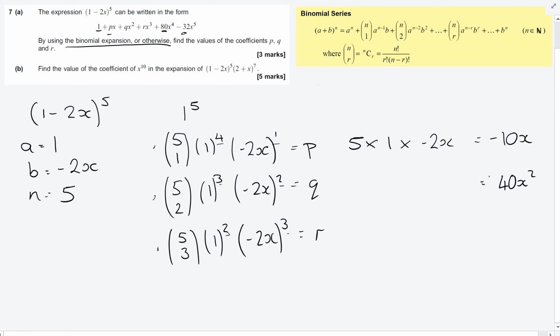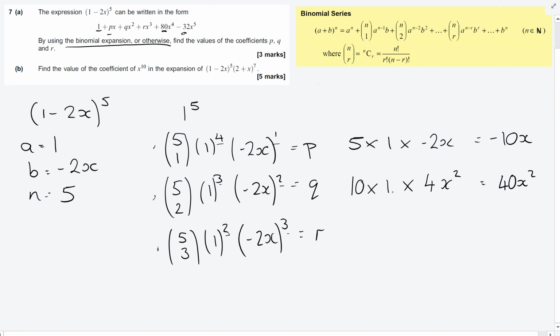And again, just for completeness really, I'm going to make sure that I've shown this fully. So 5 choose 2, which comes to 10, times by 1, times by minus 2 squared, which is 4x squared, positive 4 there.